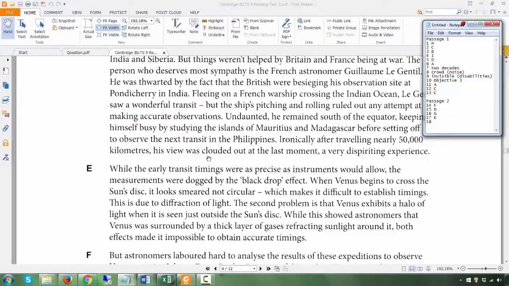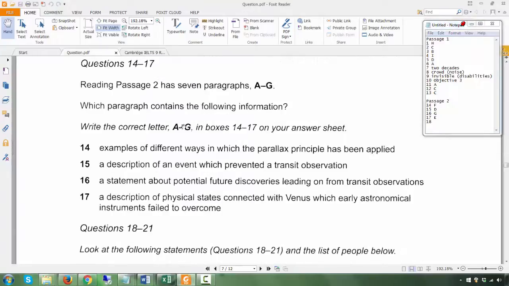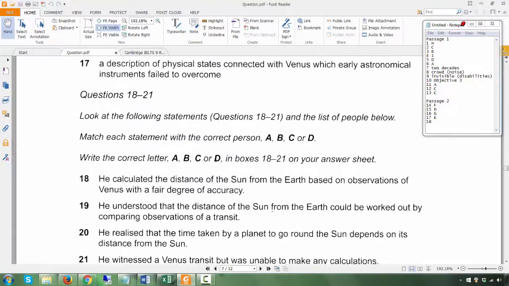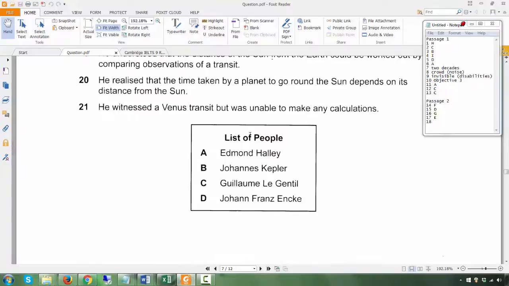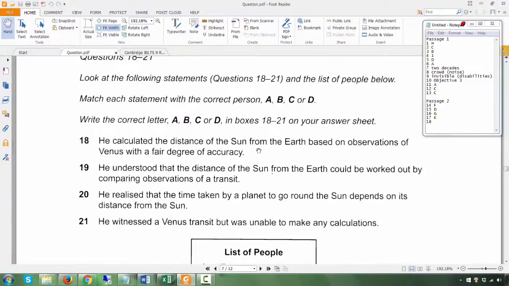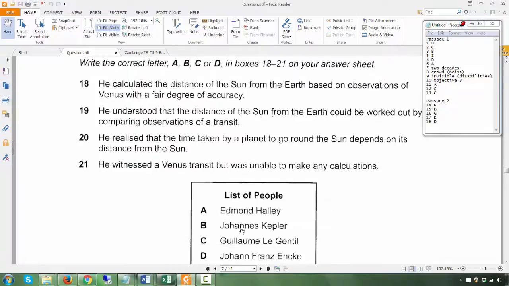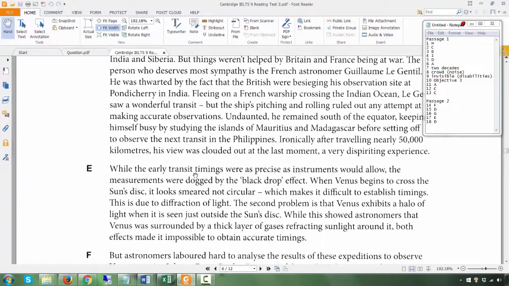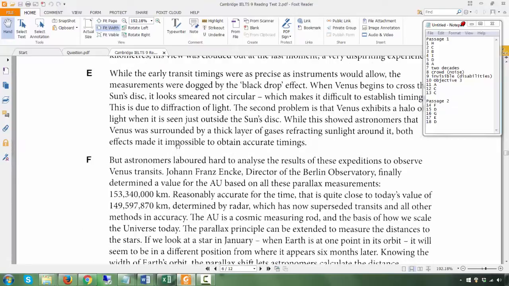18, that'll be the next question. So this is matching features, and this is also not in order. He calculated the distance of the Sun from the Earth based on observations of Venus with a fair degree of accuracy. The answer is D, Johann Franz Encke. Okay. And let's go to the passage where it mentions this. F. Johann Franz Encke. Determine.